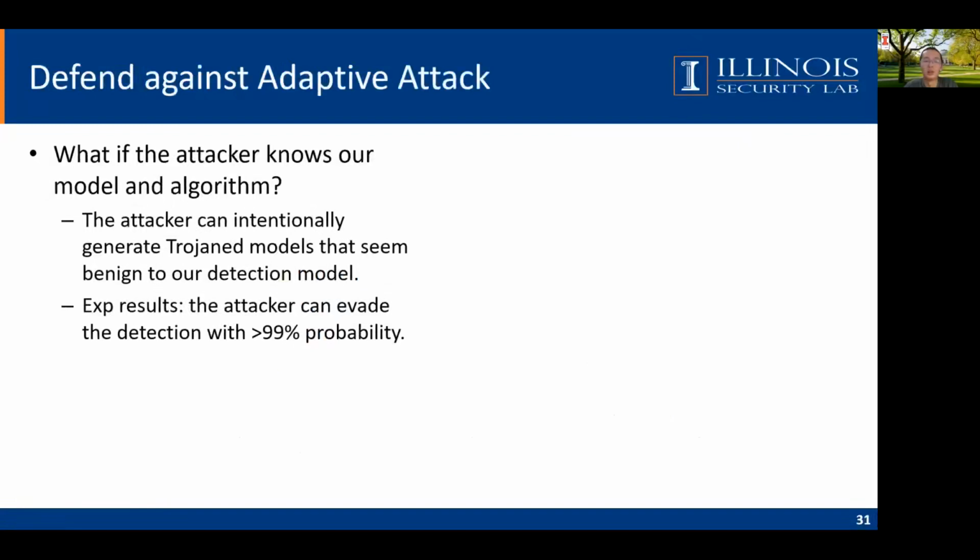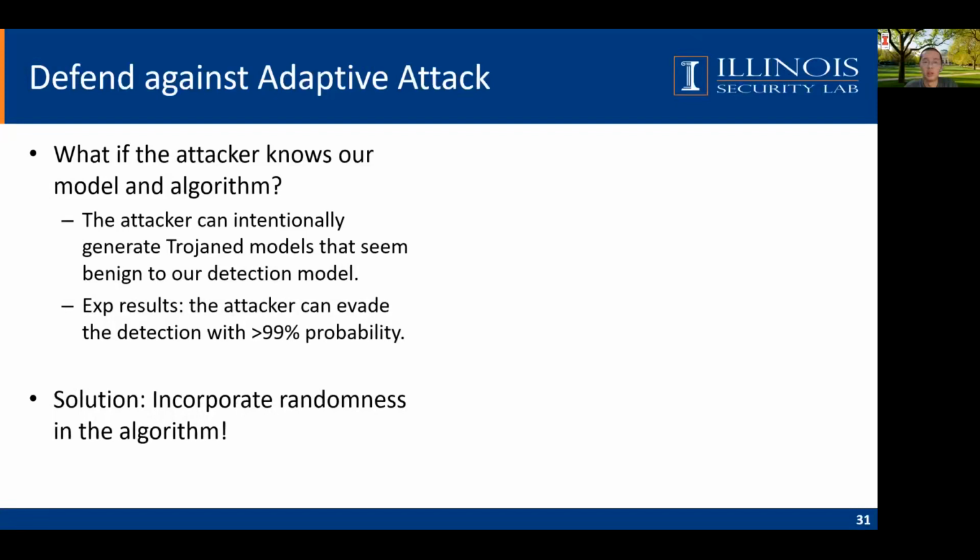Finally, we consider the adaptive attack, that is, what will the attacker do if he knows our algorithm, and what we should do as countermeasure. We find that the attacker can intentionally bypass our detection model if he has full knowledge of our system. His success rate would be very high if we do nothing. Therefore, we would like to propose a robust version against the adaptive attack.